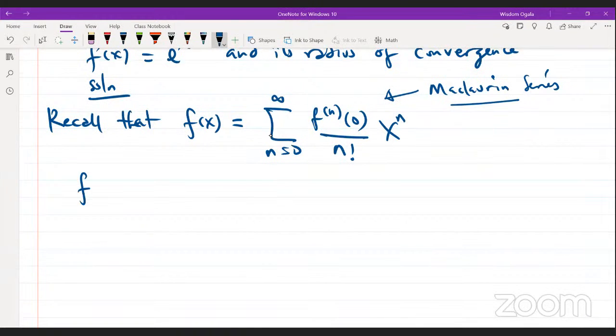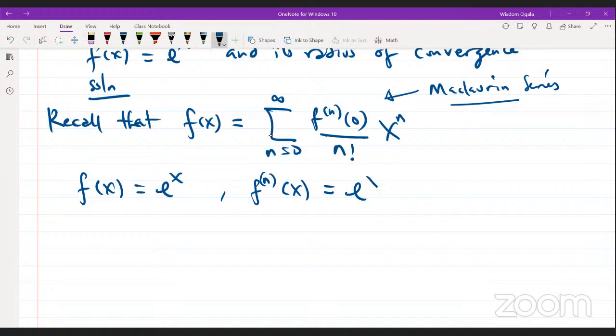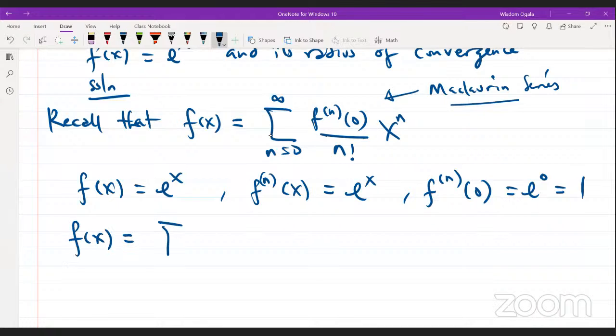Similar to what we did before, I know my f of x is e to the x. This is an exponential function. It's never going to change. It's going to be the same, so if I differentiate this nth times, you have the same thing. But I'm interested in f^(n) of 0. So e to the 0 is just what? 1. Amazing.